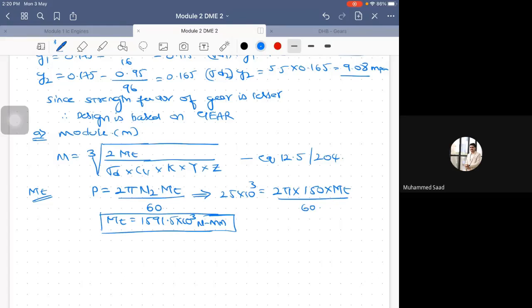Next, sigma d. Sigma d, you know the value, I guess, right? Sigma d of 2 is nothing but how much? 55 megapascal.